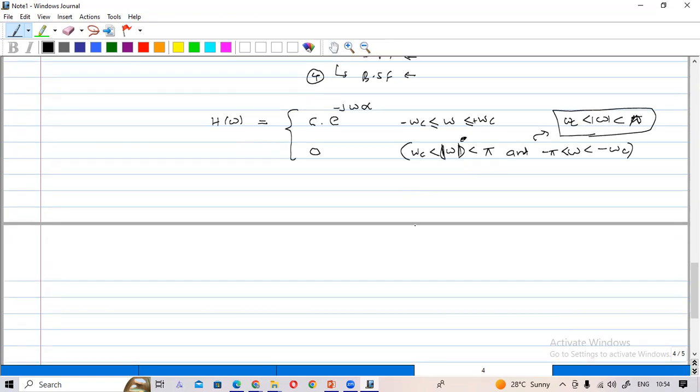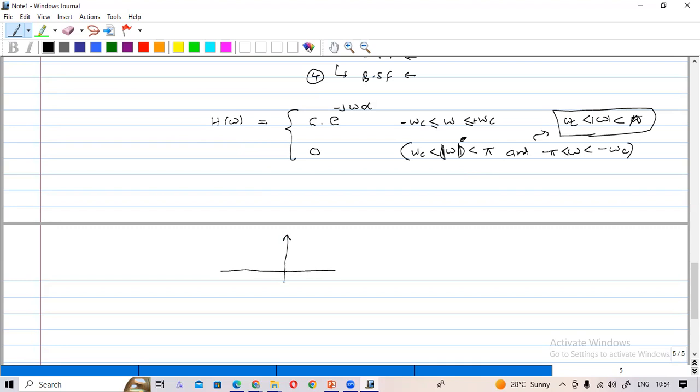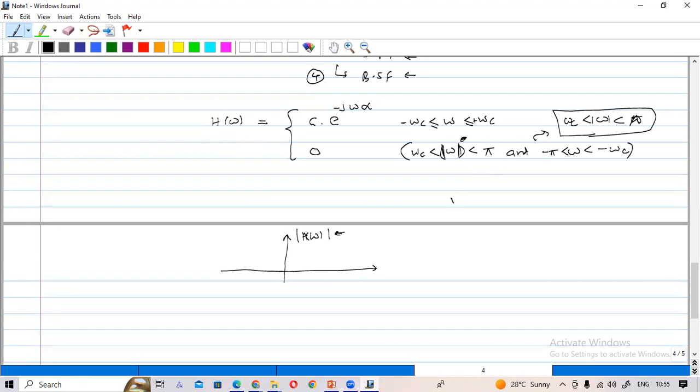Let's say that I want to find, if I plot this one, if I plot the h omega, I will plot the h omega magnitude here, not h omega. Actually, as I told you, we are mostly concerned about h omega magnitude squared, the power response, okay? So I will use h omega magnitude. I'm not taking the square, but I will use the h omega magnitude.